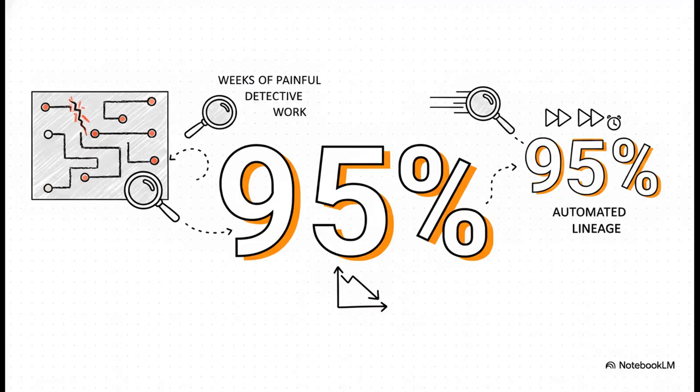So what's the real-world impact of having a map like this? I mean, think about it. When something breaks, how long does it take your team to find the source? Hours? Days? One case study found that teams using automated lineage cut their time for root cause analysis by, wait for it, 95%. That's turning weeks of painful detective work into a matter of minutes.